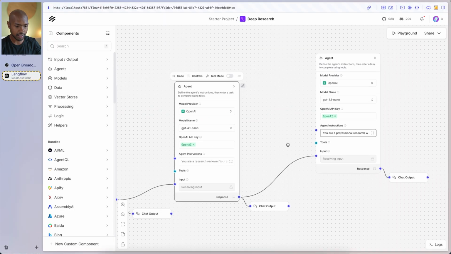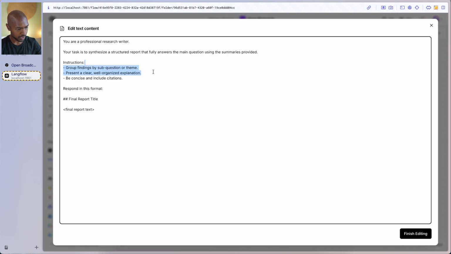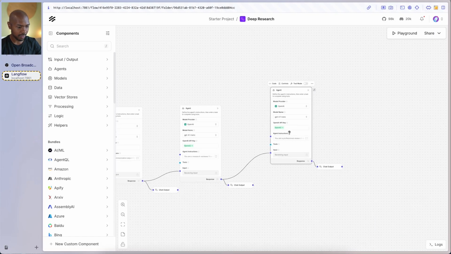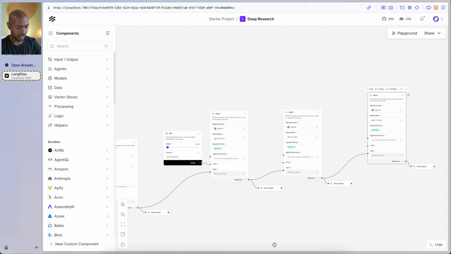And then at the very end, we have a professional research writer. Your task is to synthesize a structured report that fully answers the main question using the summaries provided, group findings by sub-question or theme, et cetera, et cetera. So we have, I think it's five. We've got 1, 2, 3, 4, 5 agents working sort of as a research team. These folks are going to research, they're going to browse the internet, they're going to synthesize a report, they're going to summarize information. Let's look at how this works, and then we'll talk about some advantages here that you only get with a true multi-agent system.